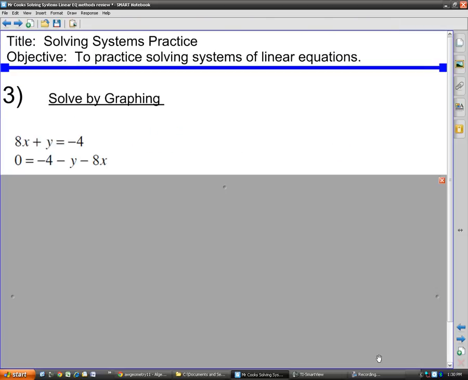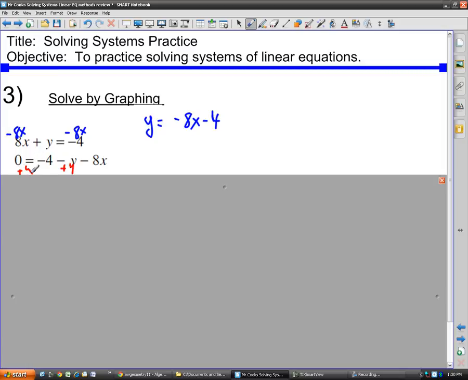Now we can solve this one just by graphing, and if I was going to solve it by graphing, again I would have to get y equals, so I'm going to subtract 8x on the top equation from both sides, and so now I have y equals -8x minus 4, and on the bottom equation I am going to add the y across the equal sign because that makes it positive, and it makes it exactly the same on both sides, so now I have y equals -8x minus 4.